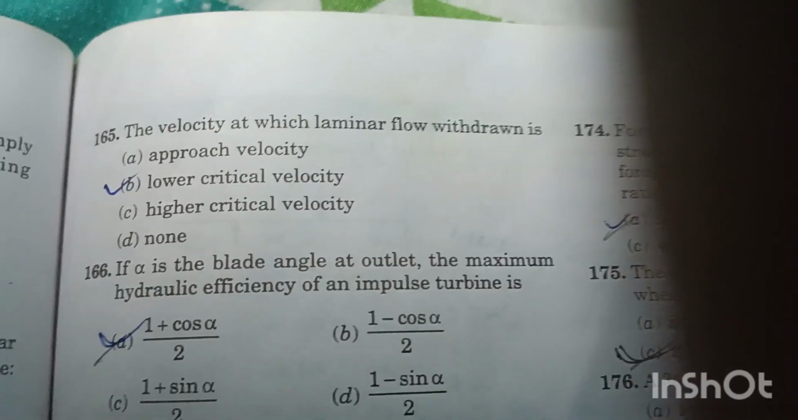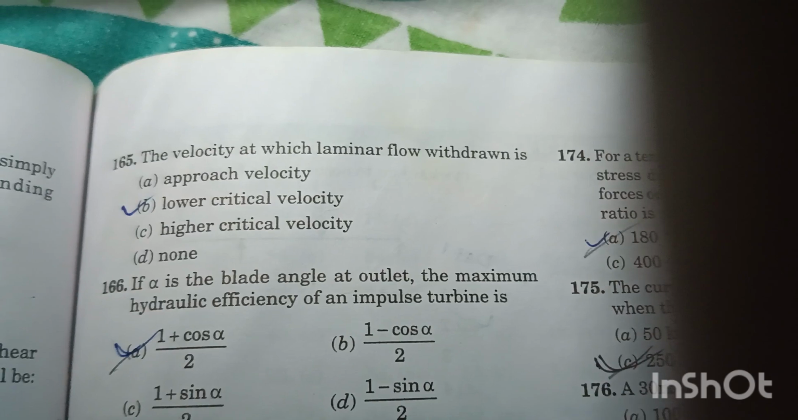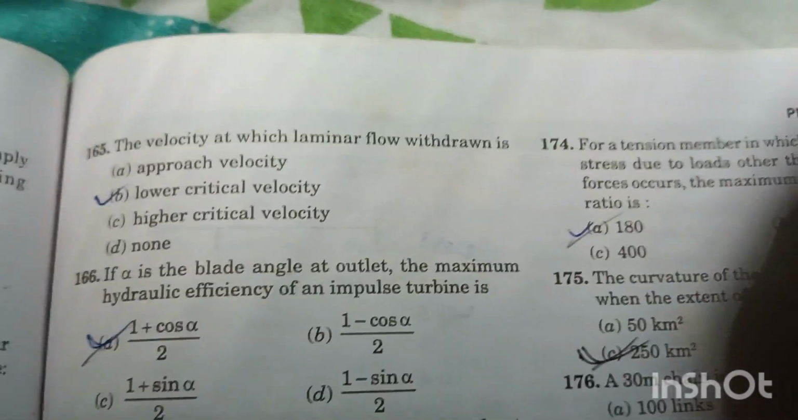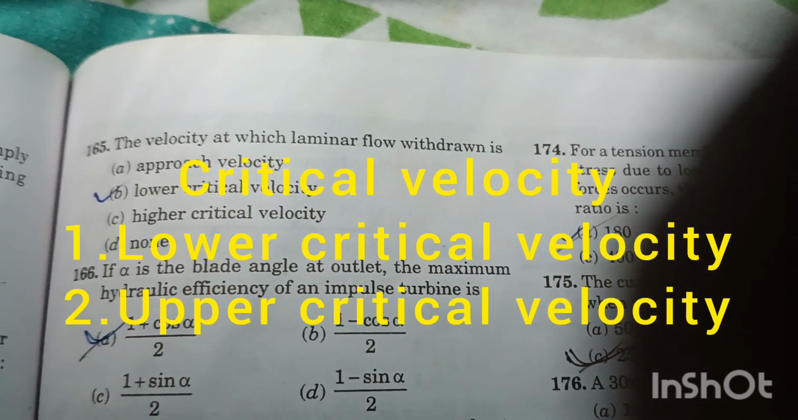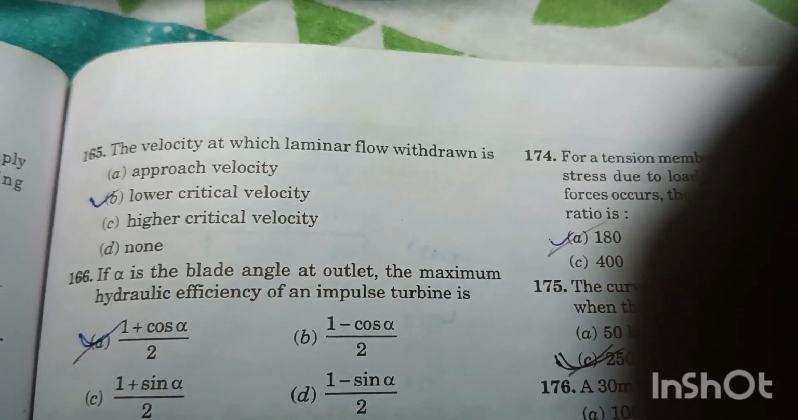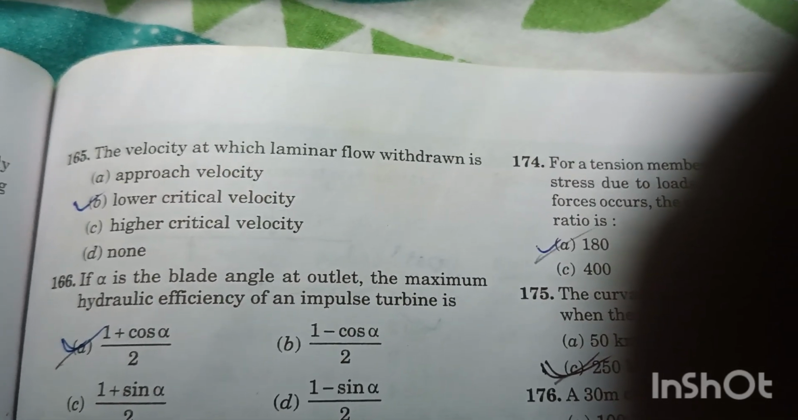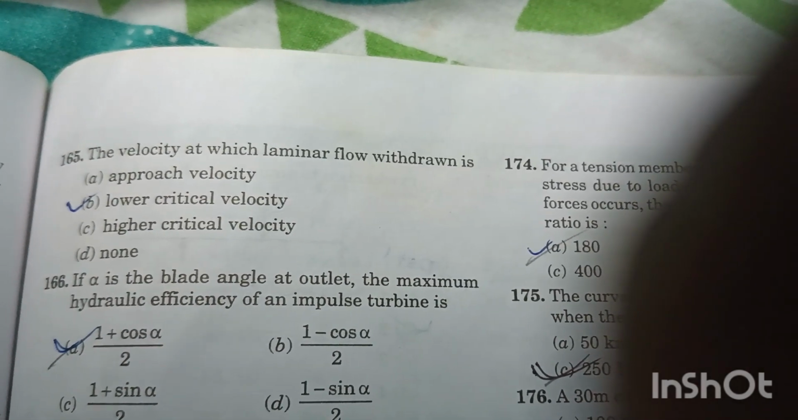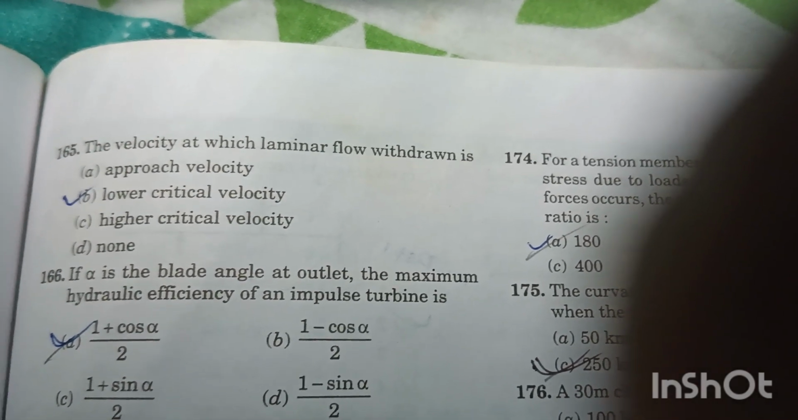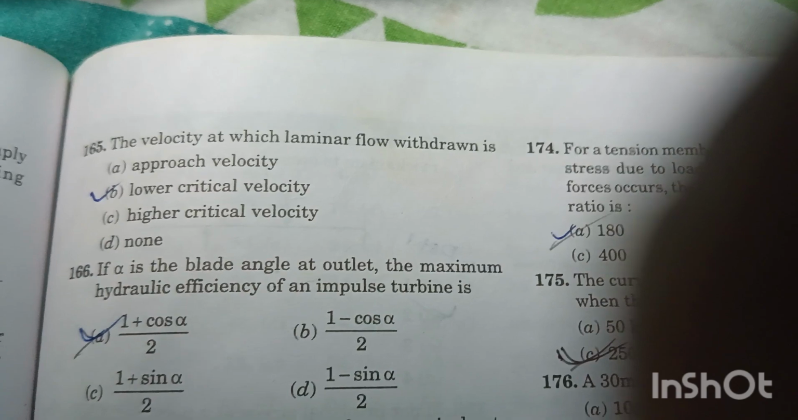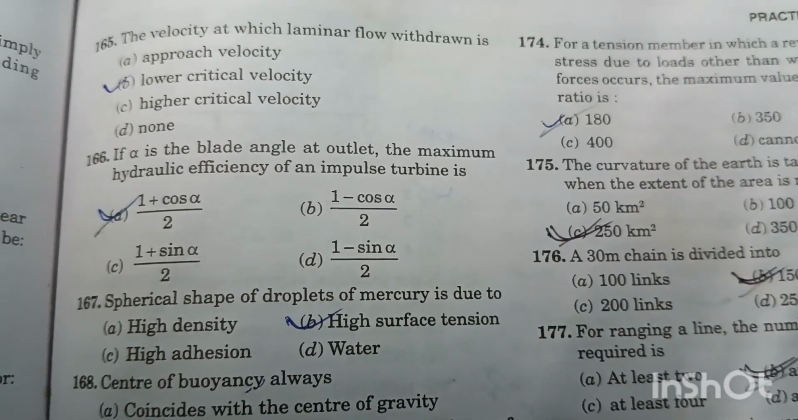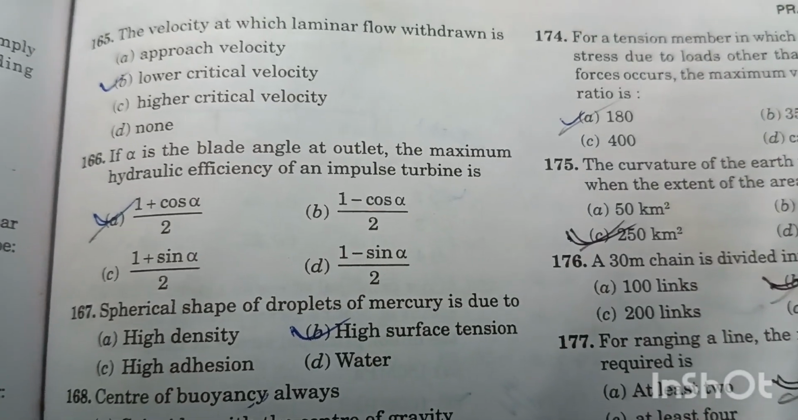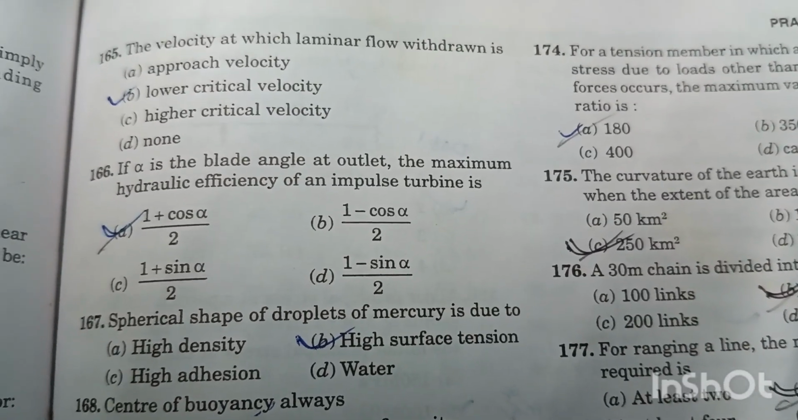Question number 165. The velocity at which laminar flow is withdrawn is lower critical velocity. Critical velocity is of two types. The velocity at which laminar flow stops is called lower critical velocity, and the velocity at which turbulent flow starts is called upper critical velocity. So option B is the right answer. Question number 166. If alpha is the blade angle at outlet, the maximum hydraulic efficiency of an impulse turbine is 1 plus cos alpha divided by 2.